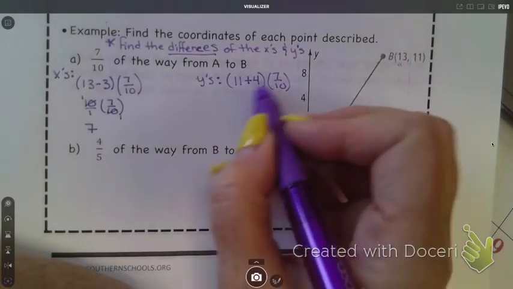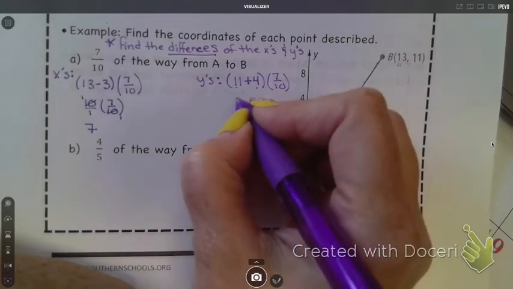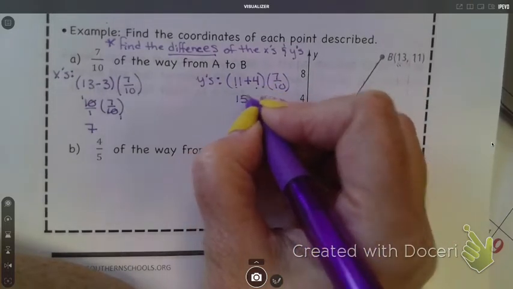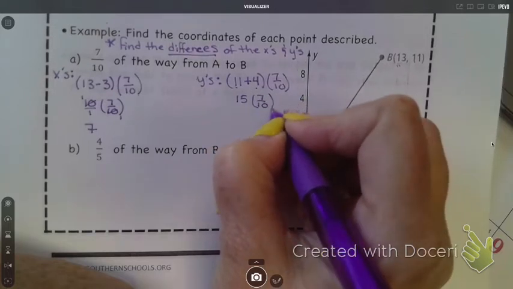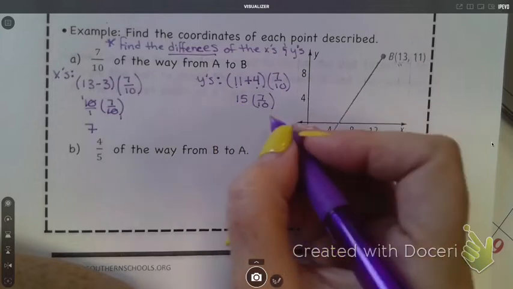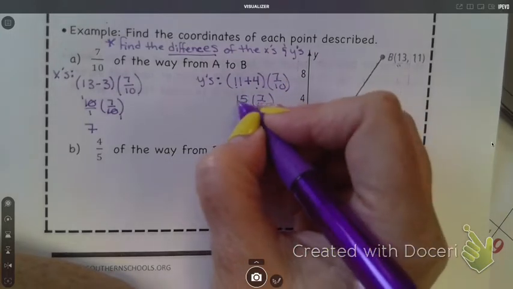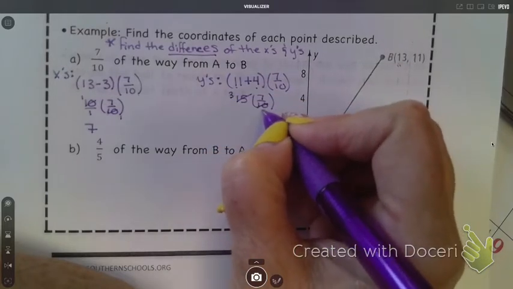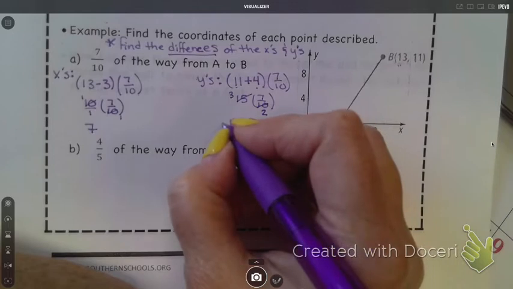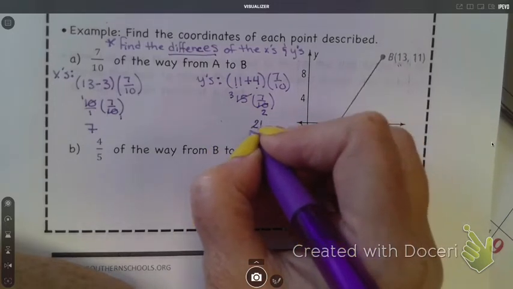Okay. So now I got to come over here. So 11 plus 4 is 15 times 7/10. And 10 doesn't go into 15, but something goes into 15 and 10. 5. So this becomes a 3 and this becomes a 2. Yeah. So I get 21 halves.